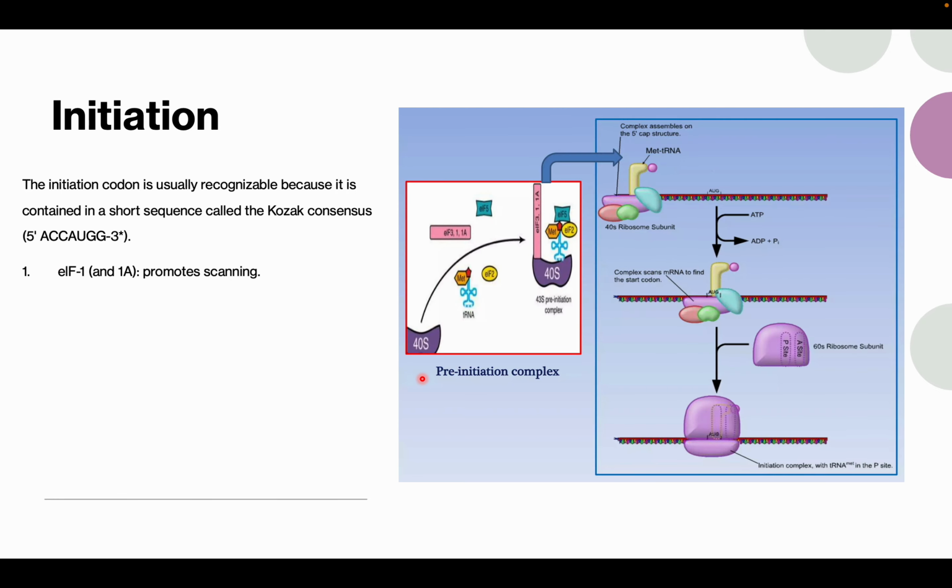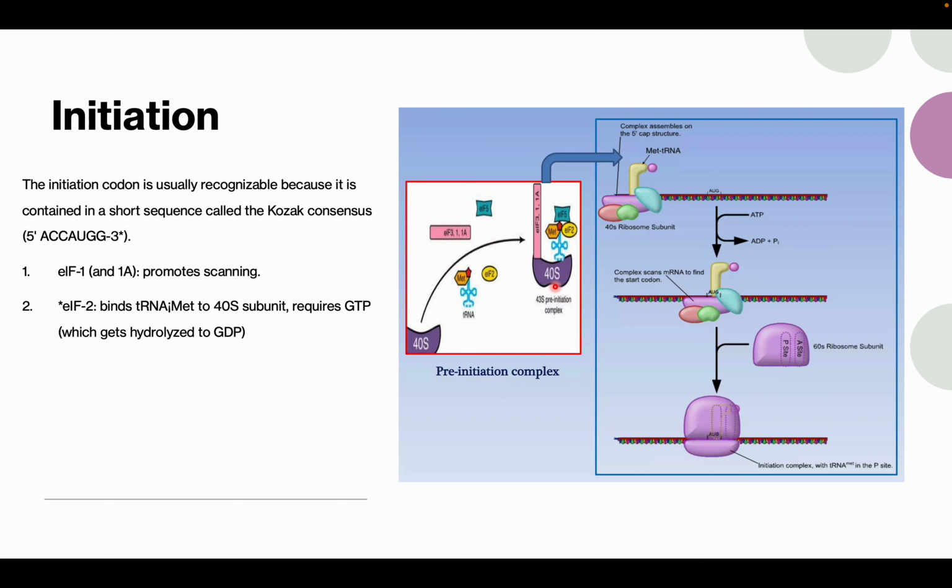So here is the initiation process. There are different steps involved, and the initiation factors as well. So first is the formation of the pre-initiation complex. So how does it form? The eIF1 and 1A are important for the scanning, the movement of the subunit along the mRNA. And then eIF2 binds to the first tRNA, the methionine tRNA, which binds to the 40S subunit.